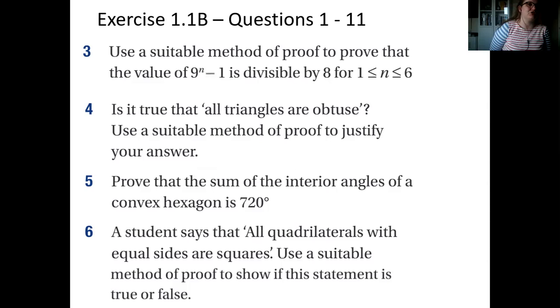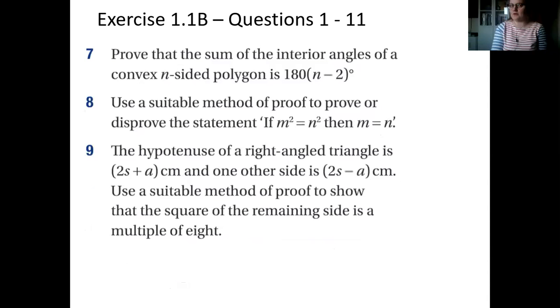And 6: a student says that all quadrilaterals with equal sides are squares. Use a suitable method of proof to show if this statement is true or false. So again, you're not being told if it's true or false. You need to decide which one it is and use a suitable method of proof to find that. And finally, we've got 2 more sets of questions. We could pause here to look at these ones.